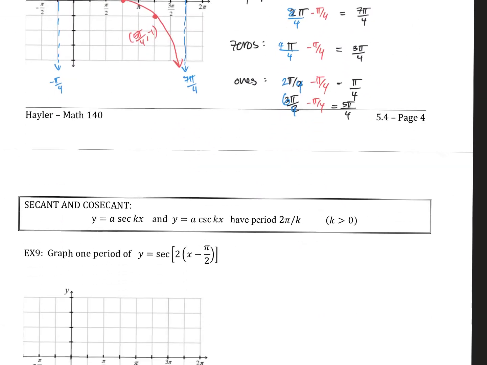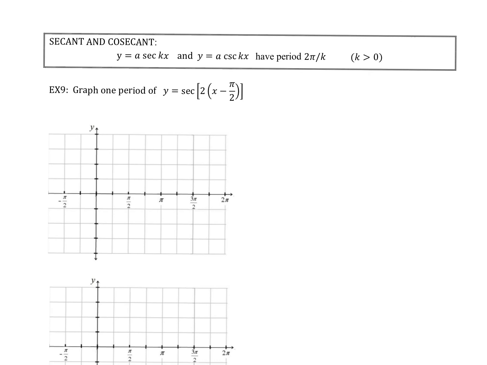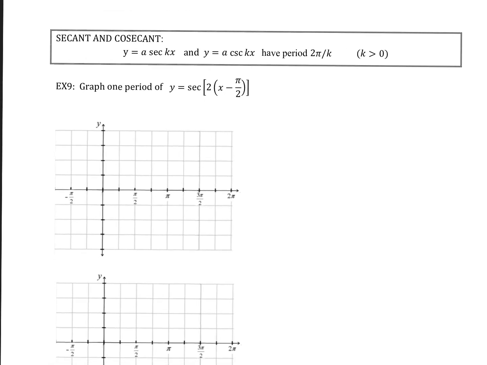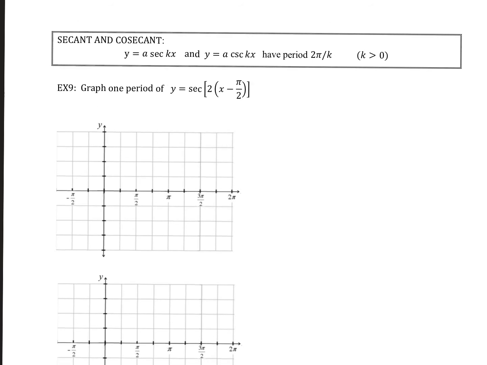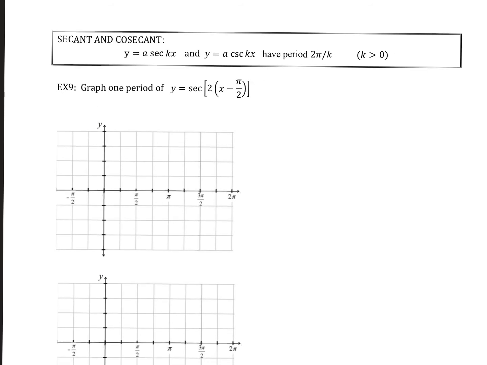Alrighty, next problem. So now we're looking at secant and cosecant. And remember, these are the reverses of sine and cosine. So if we have y equals a times secant k of x, and y equals a times cosecant k of x, they have a period of 2 pi divided by k. Okay, so once again, secant and cosecant have the same period length as sine and cosine. It's tangent and cotangent that only have a period length of pi.